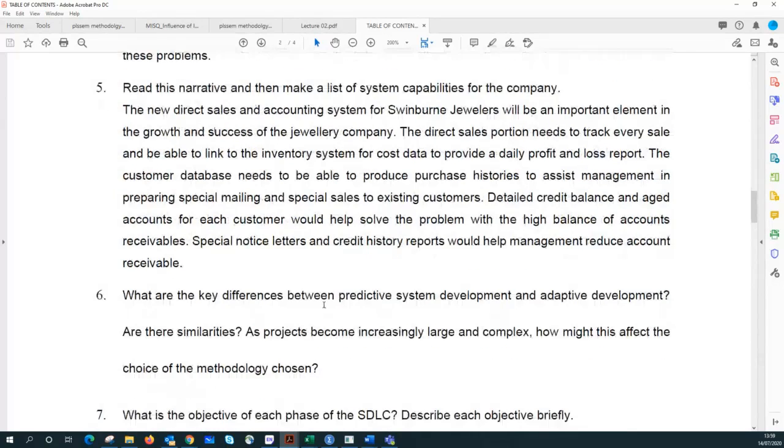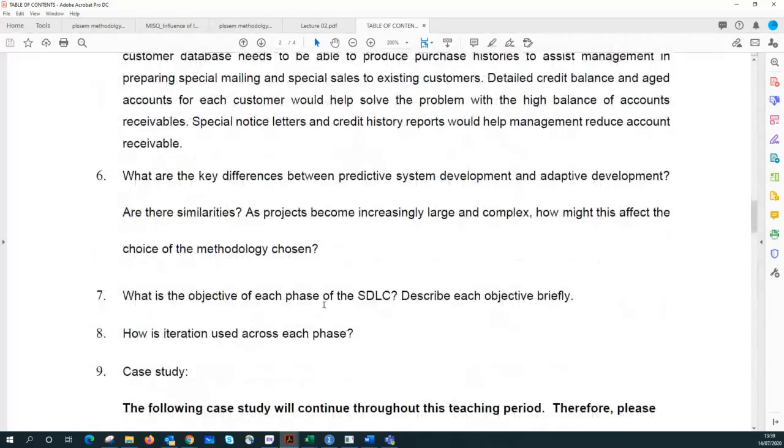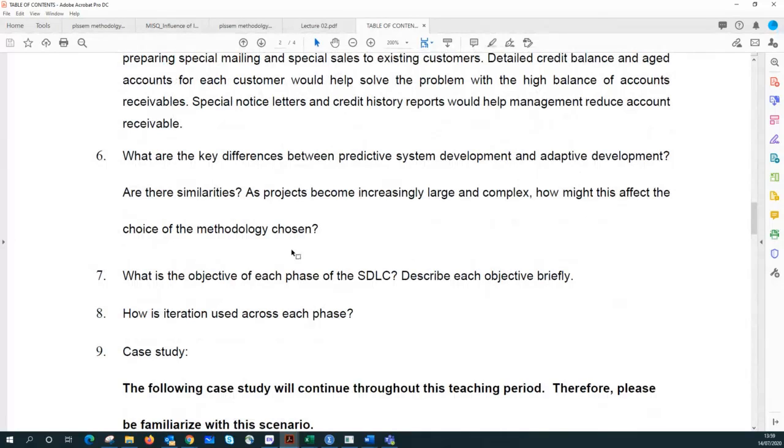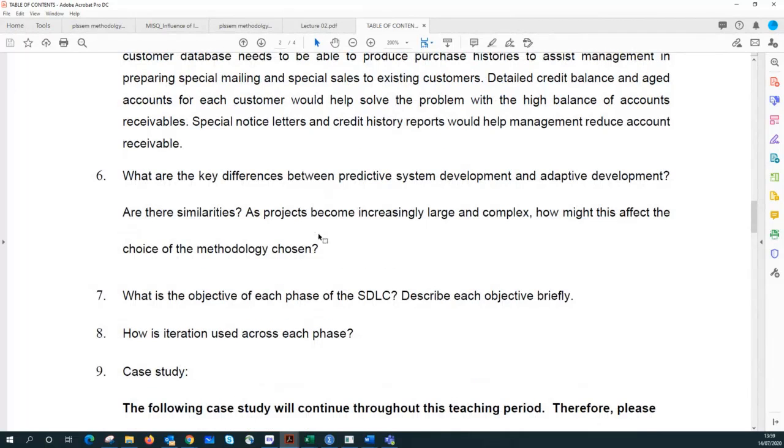Right. Well, let's read question 6. Now, these are general typical questions I'd ask in your final test, so you should be able to analyze these sorts of case studies. All right, question 6. What are the key differences between predictive system development and adaptive system development? Are there any similarities? As the project becomes increasingly large and complex, how might this affect the choice of methodology chosen?